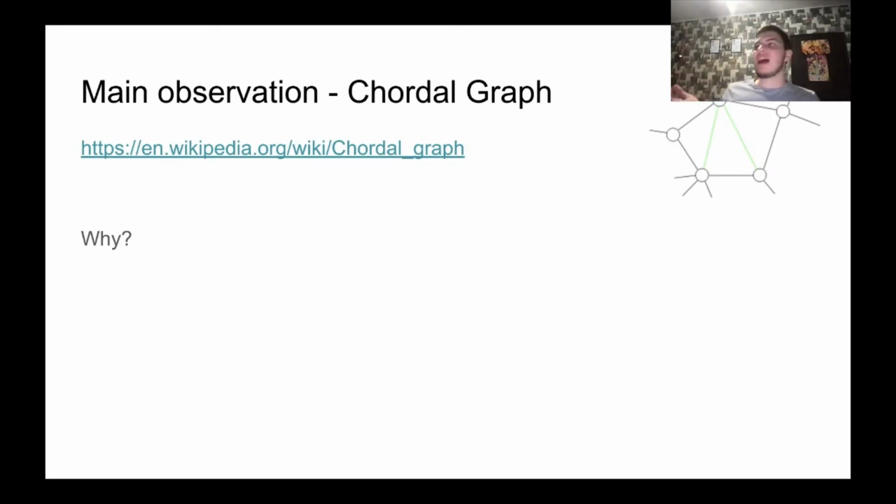There are some problems, like some NP problems, that can be solved in polynomial time on chordal graphs. For example, graph coloring is one example of a problem that can be solved in polynomial time for chordal graphs. Then, as you already guessed, independent set is also another example, because we are basically solving it right now. And there are some other examples. I advise you to check it out because it's a pretty cool concept. But without further ado, let's see why our graph is a chordal graph.